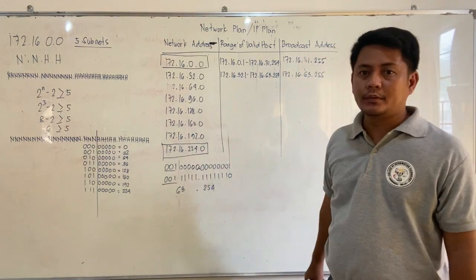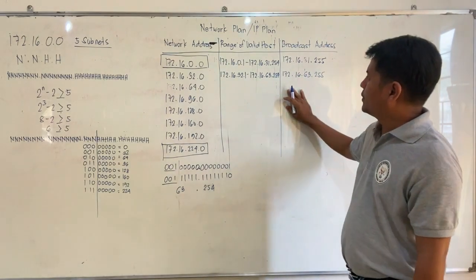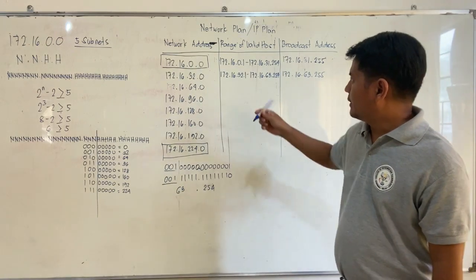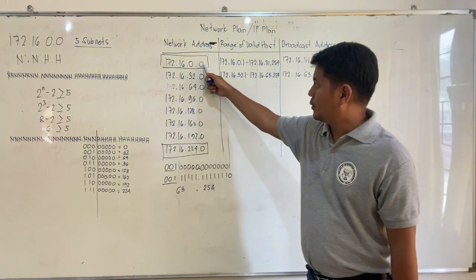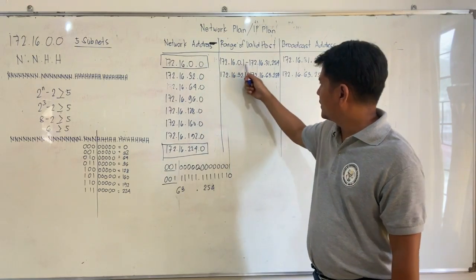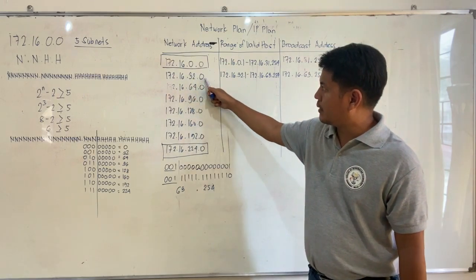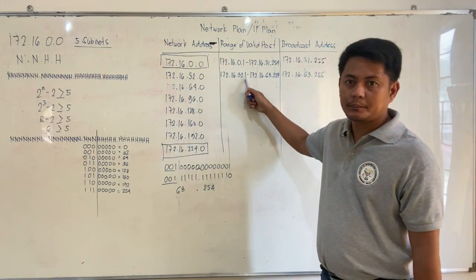we see now the pattern. Okay, concentrate here. See the pattern or observe the pattern. The first valid host will start with 1. Okay, as well as on the second network address. Okay, 0 then 1.